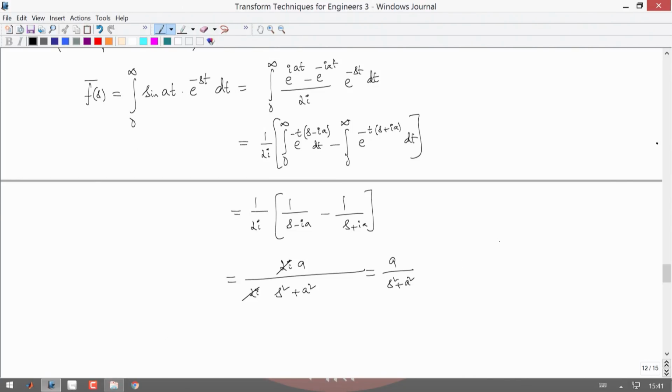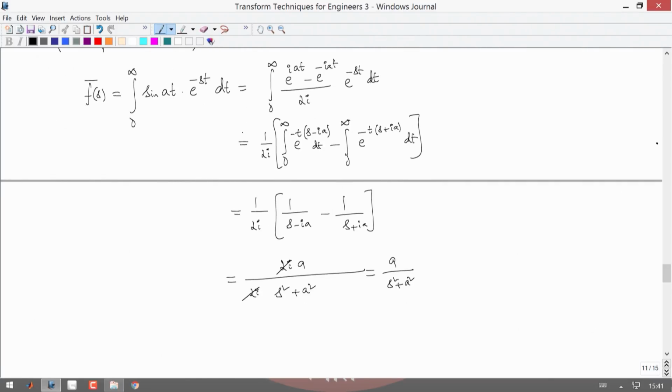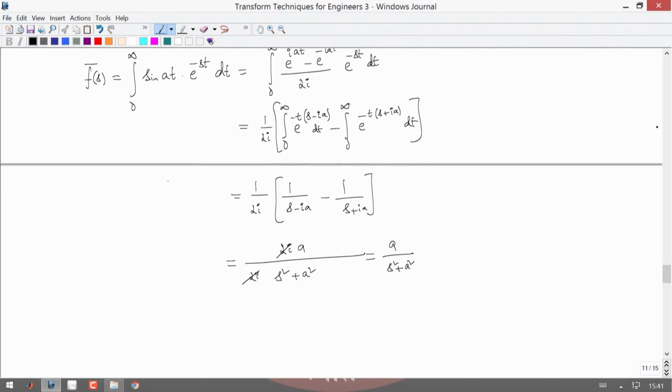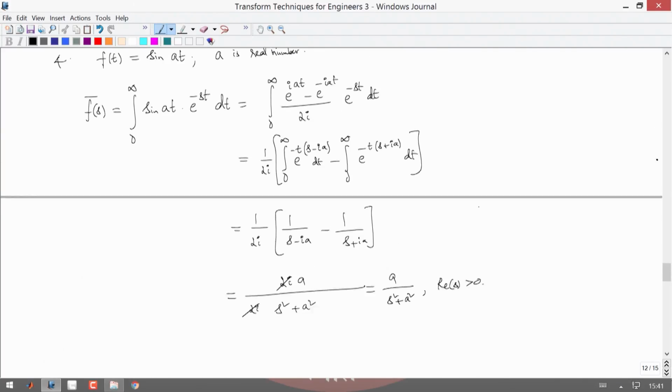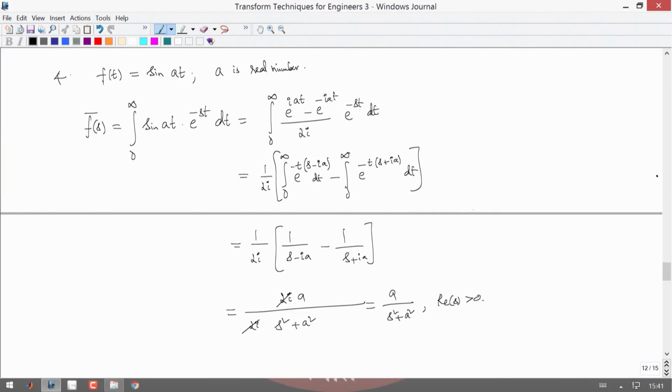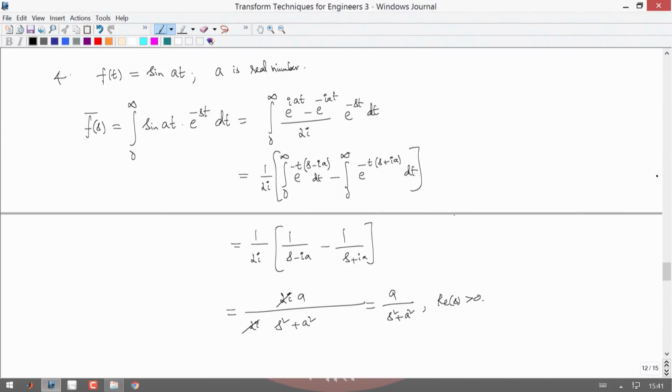So, this is another way of evaluating this integral: you can write sine in terms of exponentials and use the integral directly. Of course, here real part of s is positive because these are bounded functions. All these bounded functions are exponential functions of order 0. So, same way you can get this cosine function also.